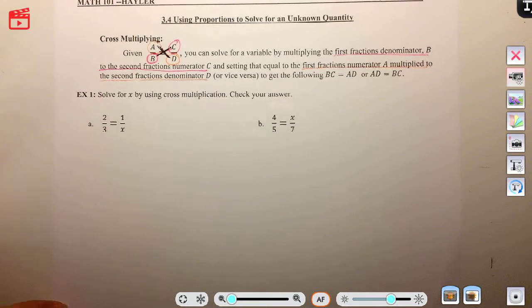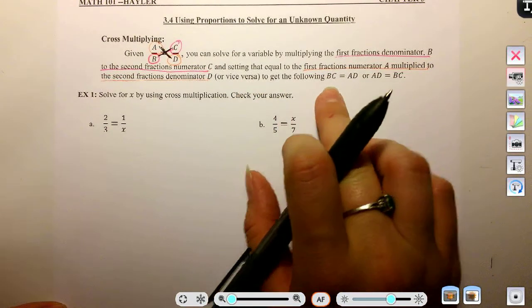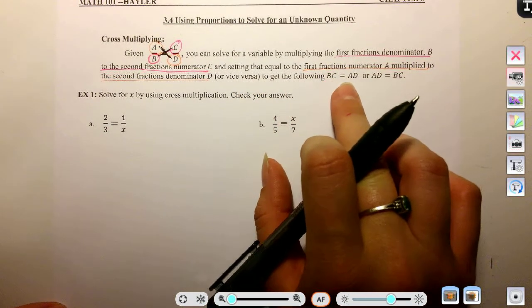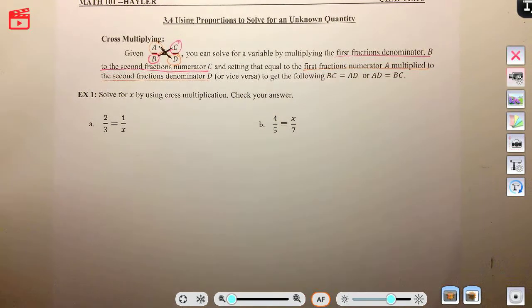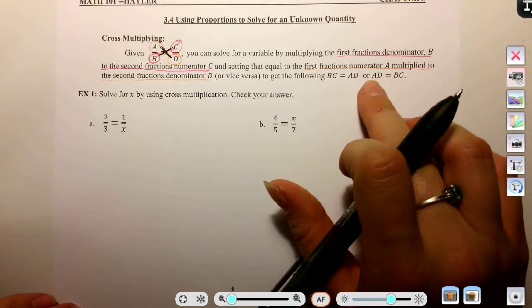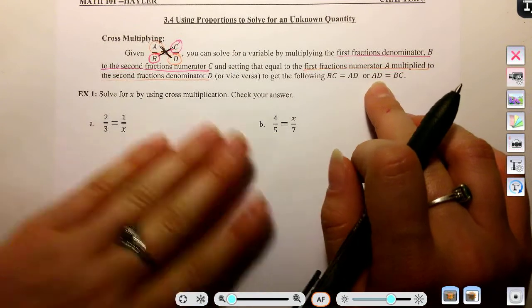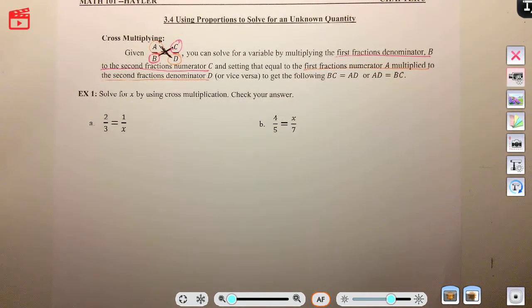All right? So we'll get something that looks like the following. B times C equals A times D. It doesn't actually matter if you wrote A times D first equals B times C. It doesn't matter which one you write first. So let's go ahead and do cross multiplying to solve for our variable.